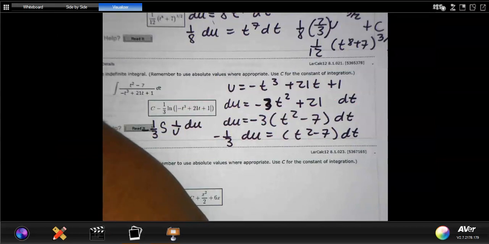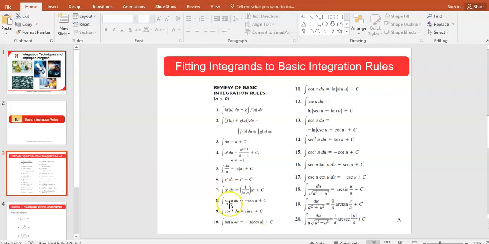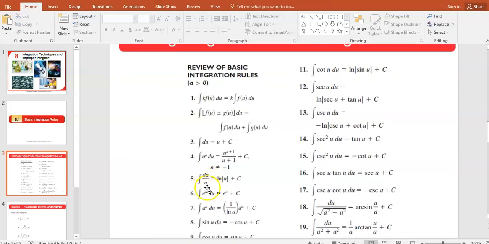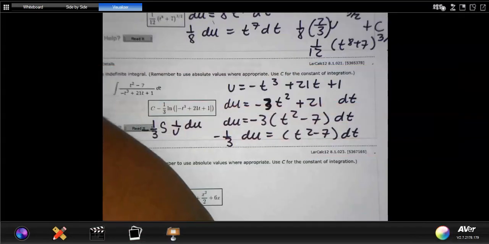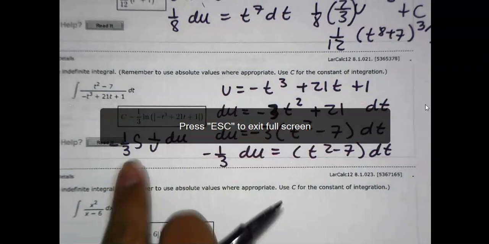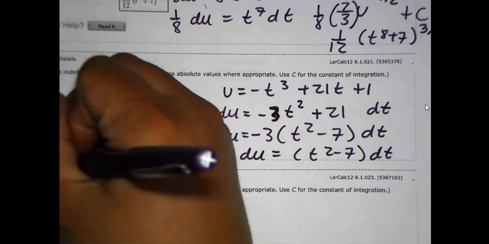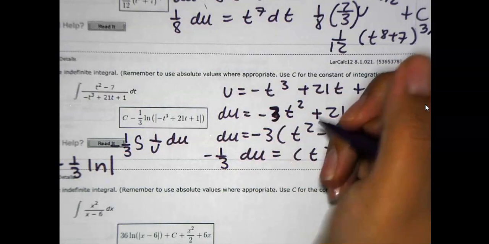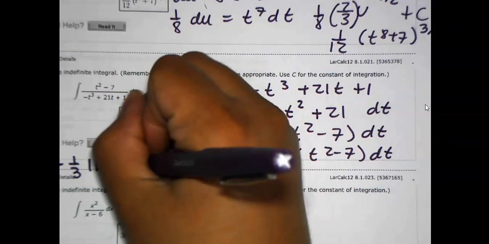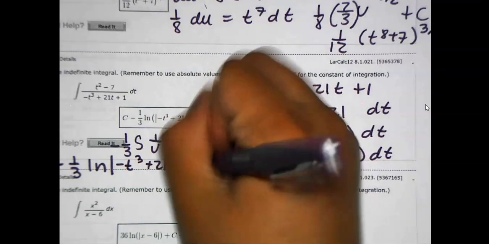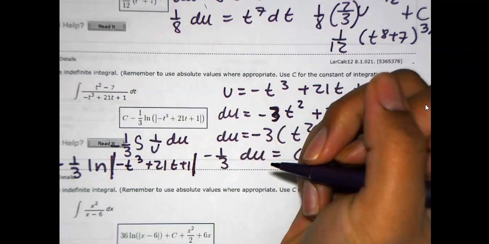Sorry for that. So here, if I go back to my PowerPoint, the integral of du over u is natural log of u. That's what we're going to use on this one. So we have negative 1/3 natural log of the absolute value of u. The u is negative t to the third power plus 21t plus 1, absolute value.